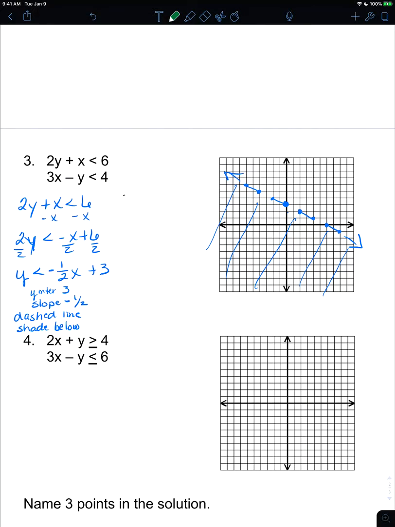Let's look at our other equation: 3x minus y is less than 4. Look at that in y equals mx plus b. So negative y is less than negative 3x plus 4. Dividing through by negative 1, which is a big sign to flip your inequality sign when you divide through by a negative number. So now y is greater than 3x minus 4.